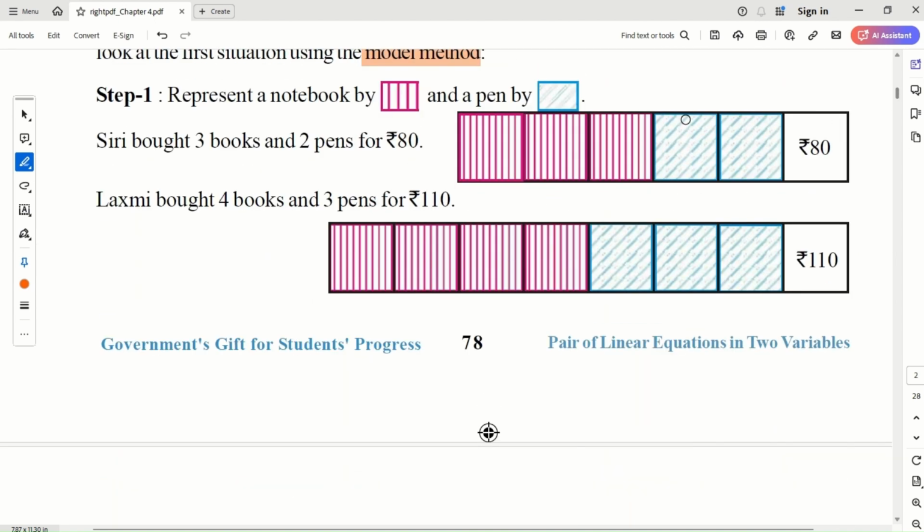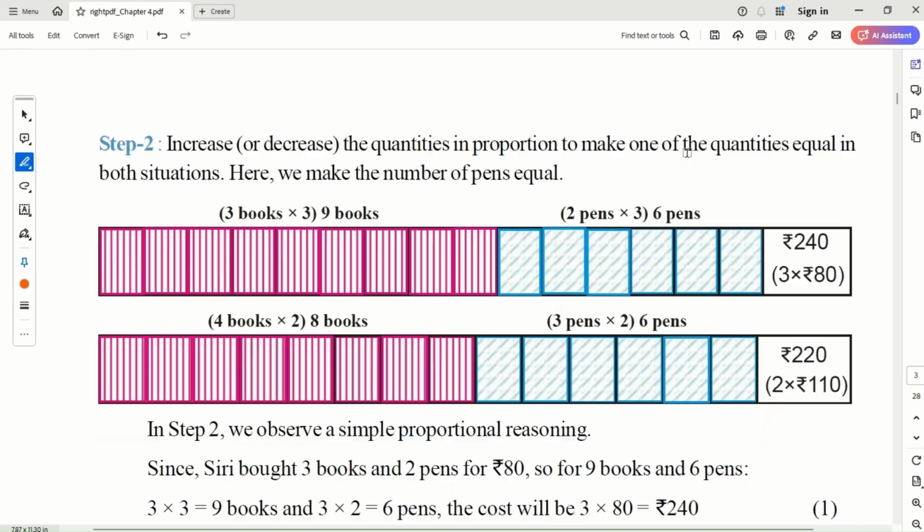the first one, we will make it three times. So three notebooks will become nine notebooks, two pens will become six pens. Nine notebooks, six pens. The cost will also be three times, that is 3 into 80, which is 240 rupees. The second one we will double, so it becomes eight notebooks and six pens, which is 220 rupees.